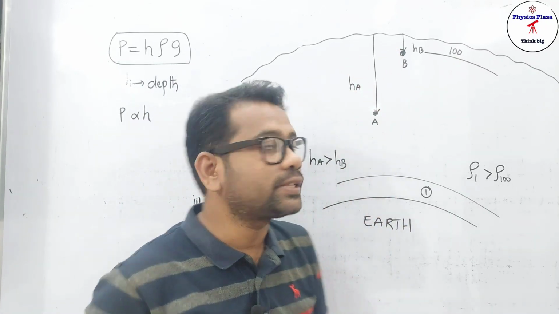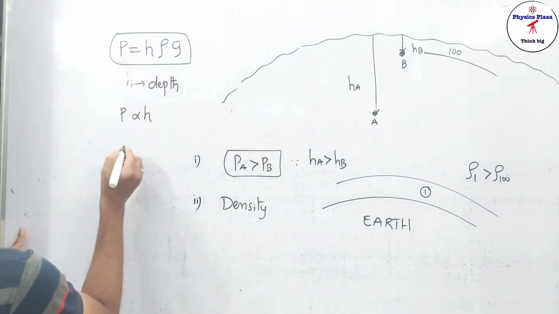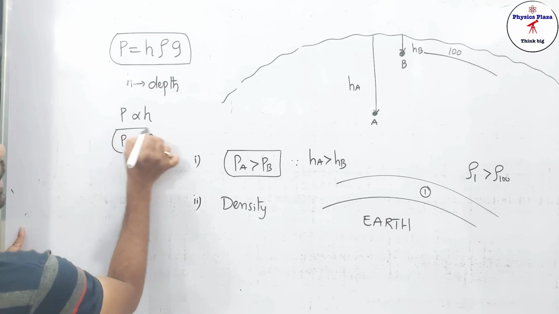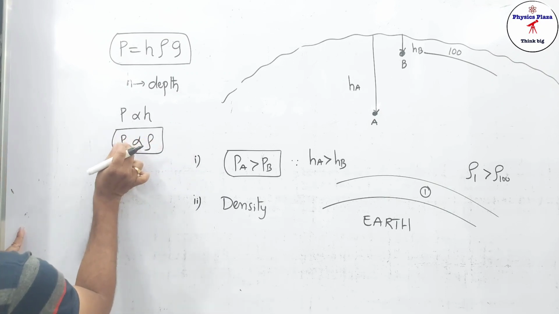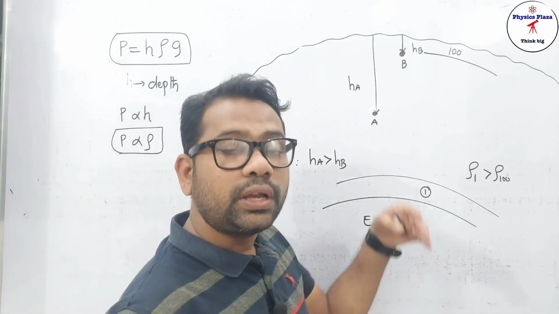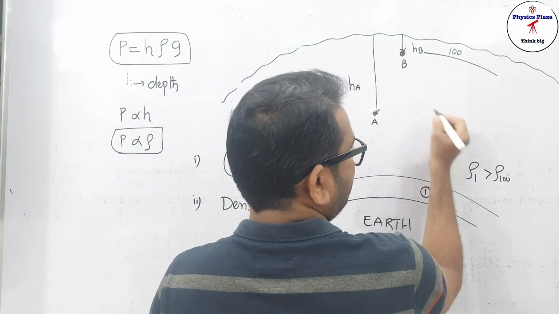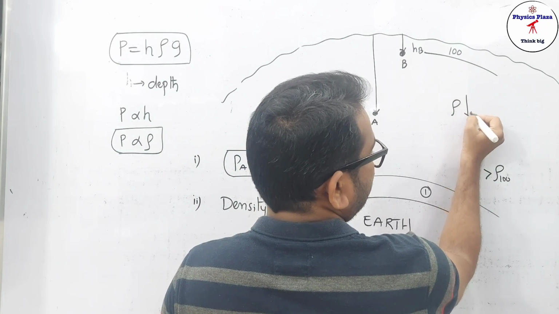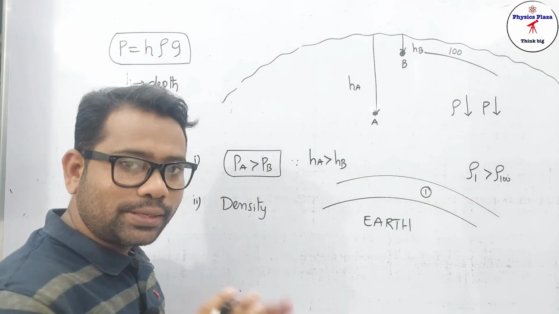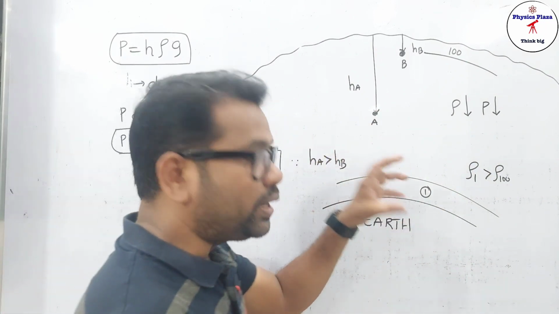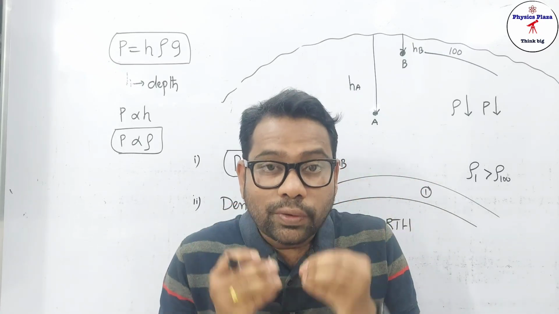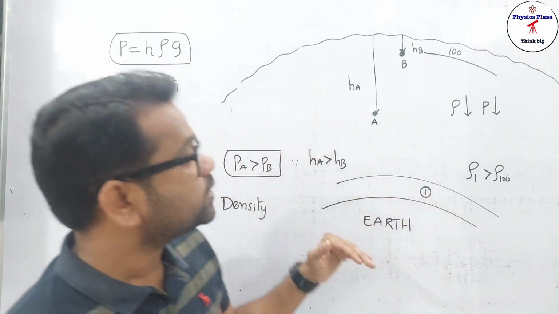The density is decreasing. Children, from this relation, we also know that pressure is directly proportional to the density. As the density increases, pressure increases. As the density decreases, pressure decreases. So, as we are going to higher altitudes, density keeps on decreasing. So, atmospheric pressure also decreases. Is it clear? So, these are the two reasons to explain how atmospheric pressure varies with altitude.